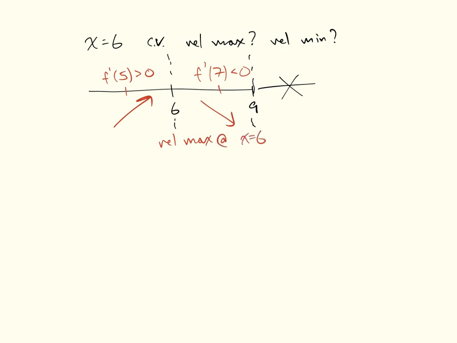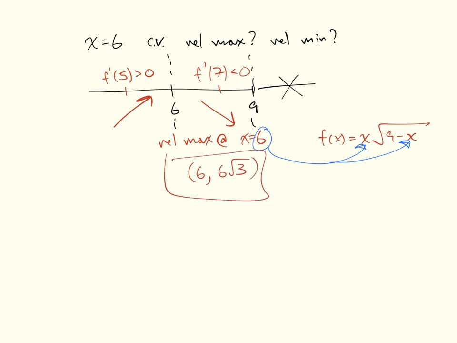And even better than that, we know the original function is this, and we can substitute the 6 right in here to find the y value of our relative max. And when you do that, you'll see that the relative max actually happens at an ordered pair of (6, 6 square root of 3). On to the graph.